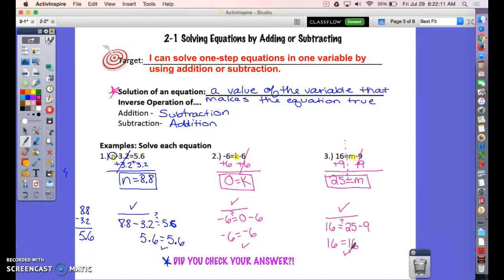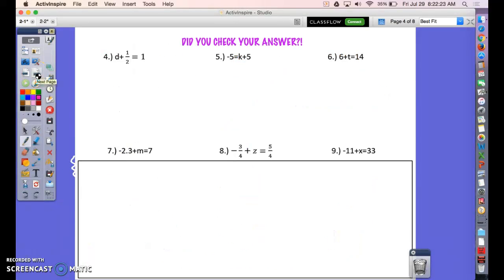Again, you should always be checking your answers on these. There's never a reason to miss any one of them because you're going to know if you're right or wrong, and the check step is really important, so please make sure you do it. But let's look at these next 3.